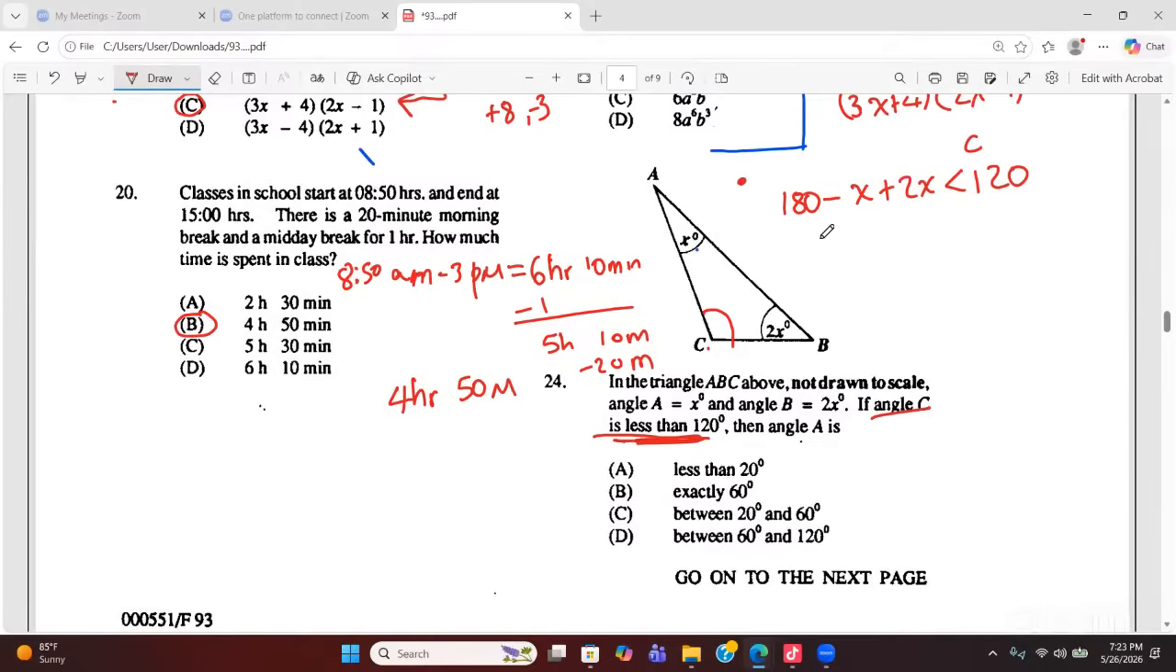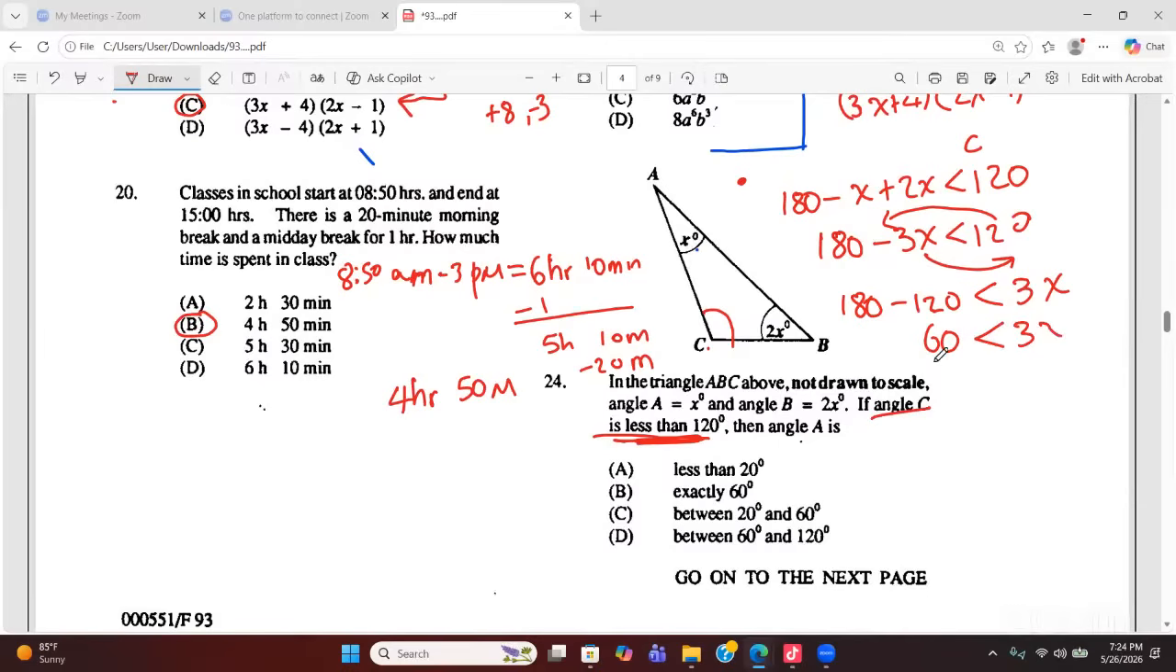So watch this. 180 subtract 3x is less than 120. Solve now. All you're doing is solving. This goes over that side and this comes over here. So 180 minus 120 is less than 3x. This is 60. Come on, people. 60 is less than 3x. Divide by 3. X is greater than 20.